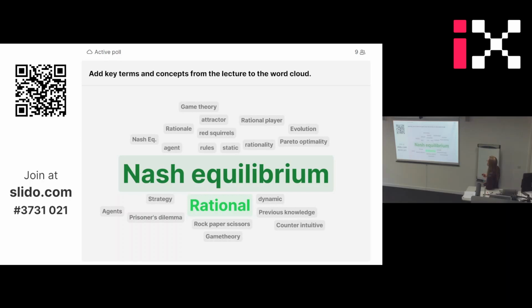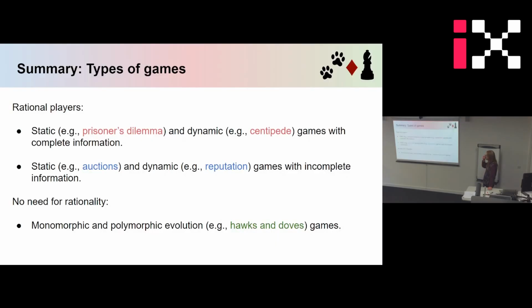I have Nash equilibrium as the big take-home message. So I think that what we did was we looked at rational players. There were two different types of games: either static games, you play it once, or dynamic games, you play it over and over, and they could either have complete information or incomplete information. And then we saw that not only can you get rid of the amount of information, you can even get rid of the rational player altogether and discuss evolution. And there was this hawks and doves game.